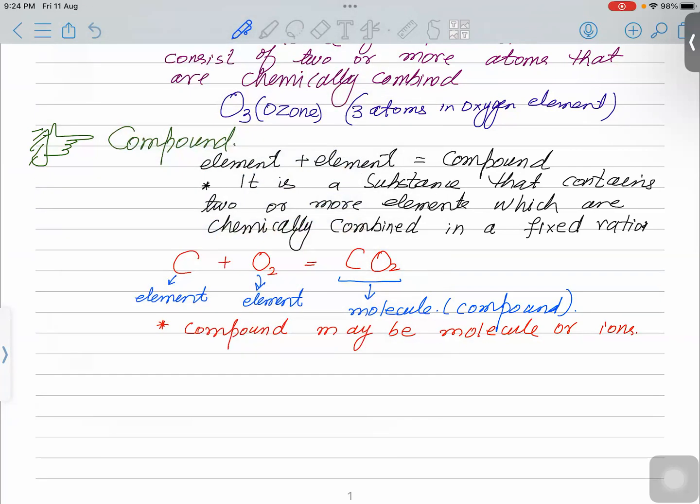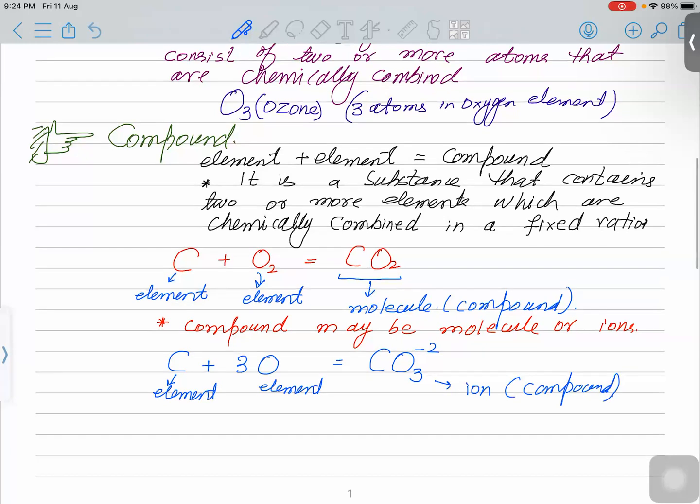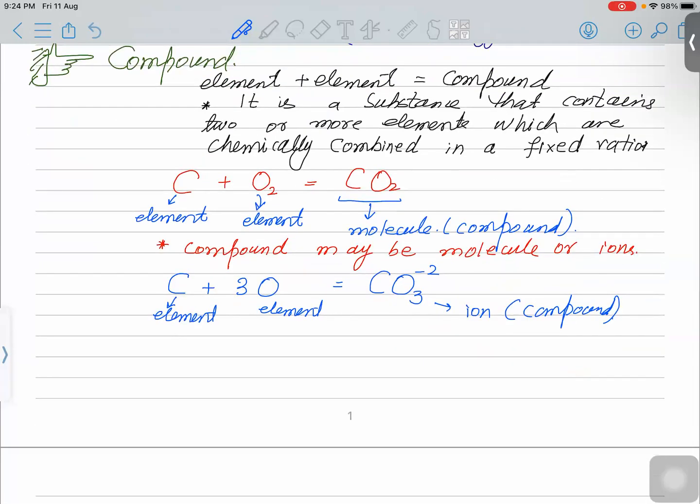For example, this is an ion because it has charge. It has one carbon, three oxygen elements. Here you have three oxygen elements, and this is an ion. This is a compound. Are you getting my point or not? Yes, sir. Now I am discussing the third point, and then I will give you an answer.